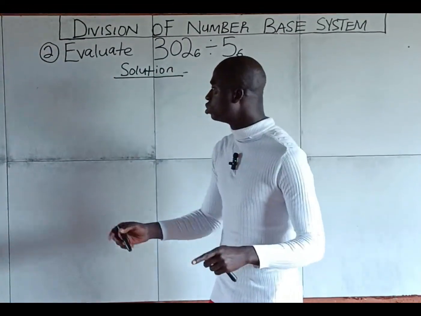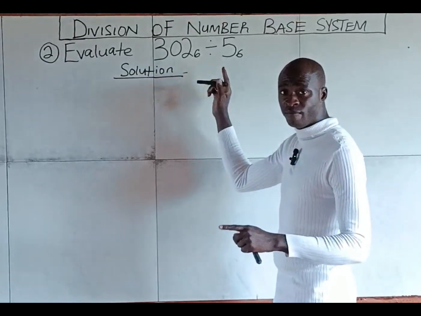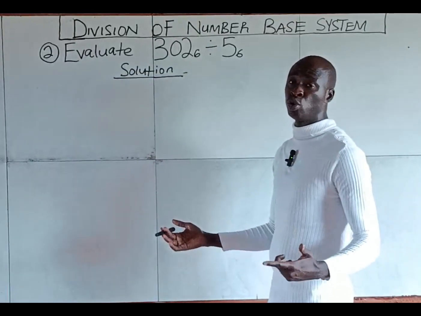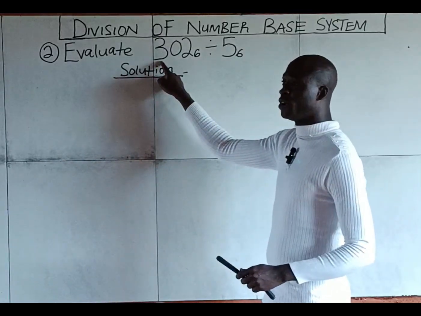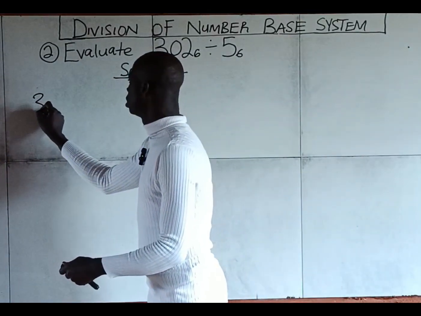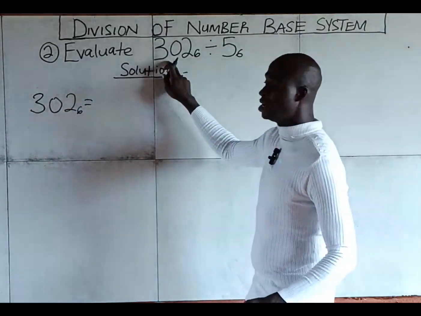Now for question number 2, you are asked to evaluate 302 base 6 divided by 5 base 6. Now what you're simply going to do right here, solution to question number 2. What is the first digit we are having here? The very first digit we are having here is 3.